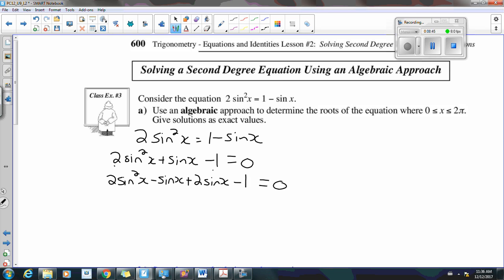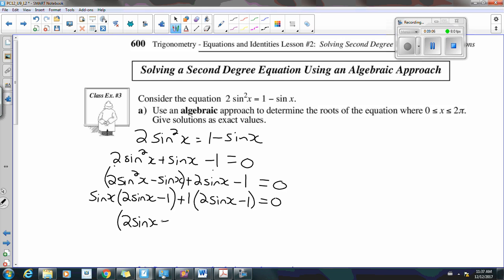Okay, so now I'm going to keep factoring this. Look for my factor by grouping. The greatest common factor between those first two terms is sine x. That gives me 2 sine x minus 1. The next two terms don't have a common factor greater than 1, so I can just take out a 1. This tells me my factored form is 2 sine x minus 1 times sine x plus 1.